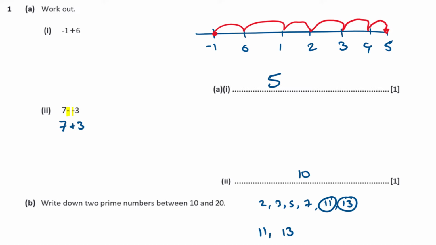Now you could have had 17 as well, or 19. Those two are also prime numbers. Not 15 because it divides by 3 and 5. Okay, so any two of those four prime numbers would be the right answer.